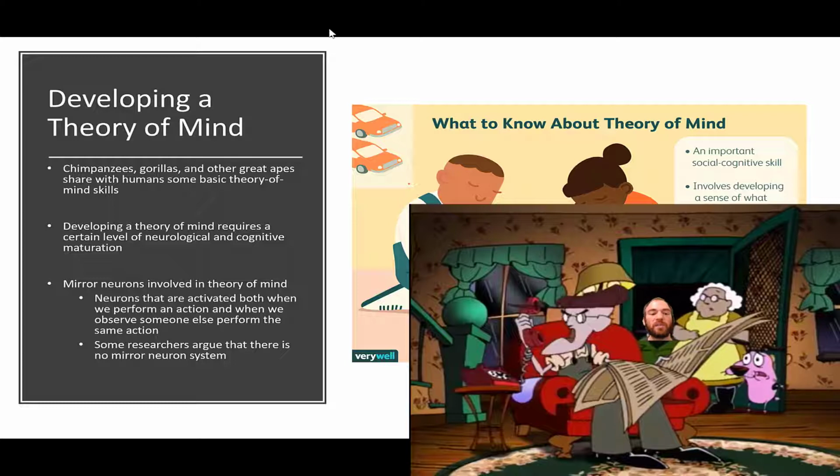Some researchers argue that there is no mirror neuron system. So this is presented in the textbook, and the neuroimagers that I talk to always lose their minds at this. There are many proponents that argue that there is no mirror neuron system. Some argue that really many neurons are capable of acting in this mirror way.